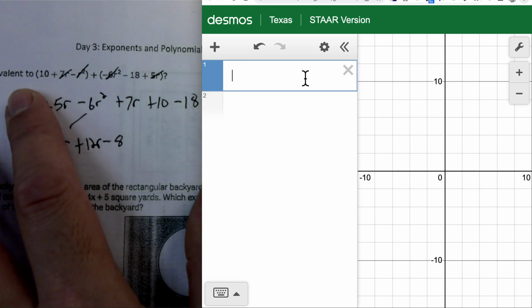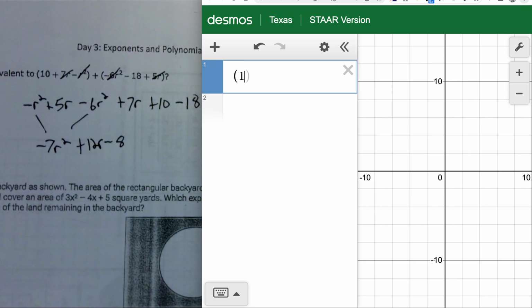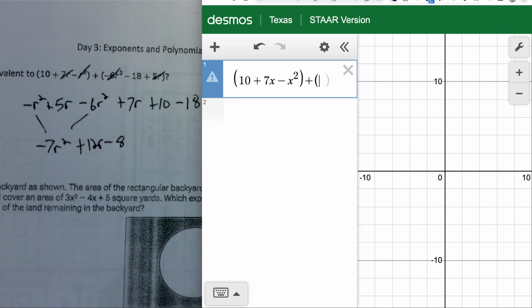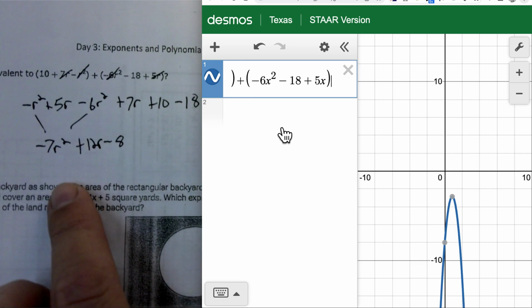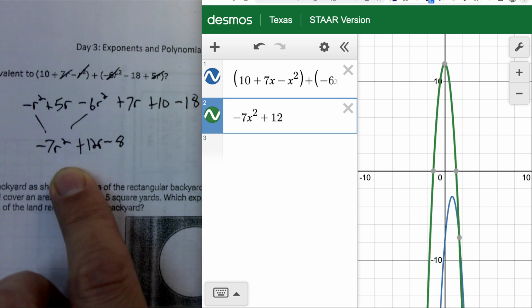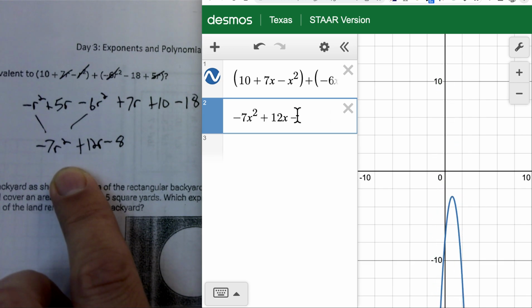So even though you have to kind of deal with my chicken scratch. So I'll put plus 7, but instead of using r, I'm going to use x, and x squared, and then plus, and then negative 6x squared minus 18 plus 5x, close parenthesis. Okay, it gives me this parabola. Now I'm going to type in my answer choice, the one that I came up with. Let's see if I'm right. So I'm going to say negative 7x squared plus 12x minus 8. And let's see if I get the same parabola.